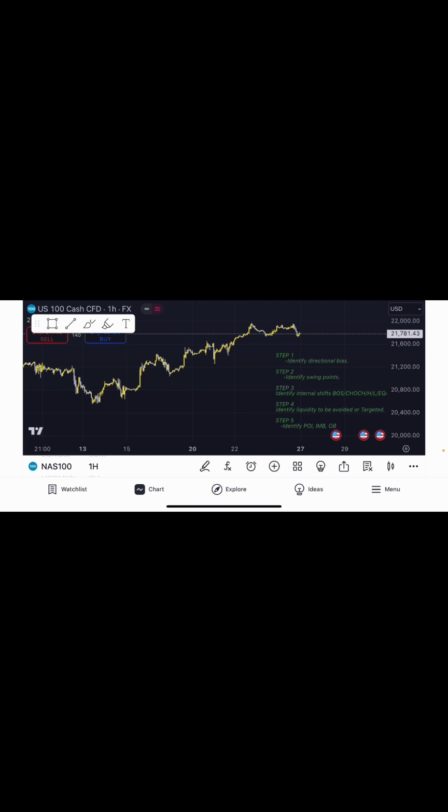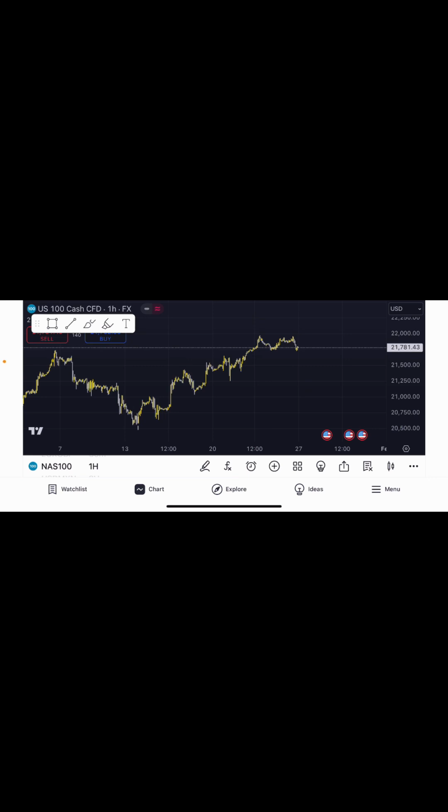Number 3 is identifying my internal shifts like break of structure, change of character, high, low, equal low, all of those things. Step 4, identifying liquidity to be avoided or to be targeted. And then step 5, finally, I identify my point of interest, my imbalance, and my order block. So without any further ado, guys, let's hop straight into it.